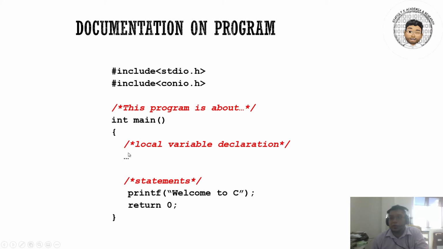Okay, a declaration of variables. What kind of variables you are using, for you to explain and to remember when you look back into the code. So you have this local variable declaration, and then you create statements. Okay, so this is where you do the documentation.